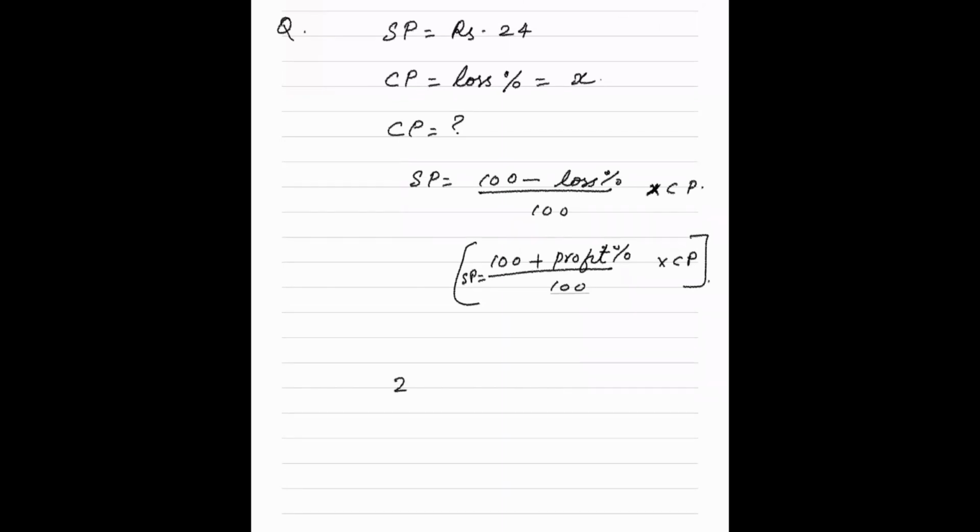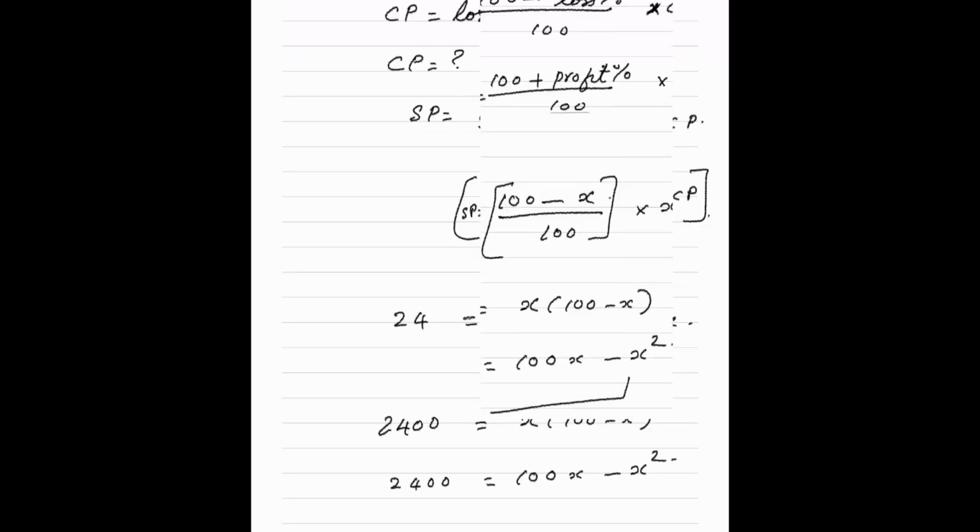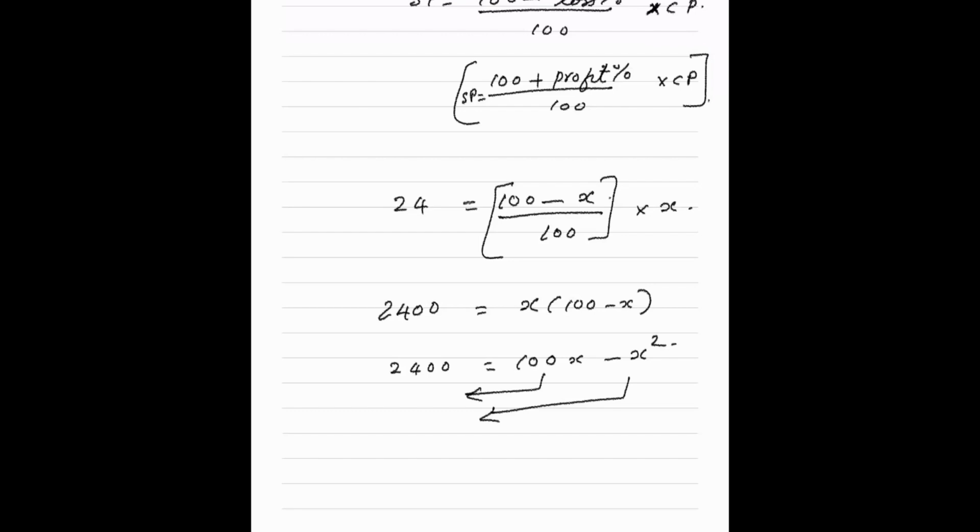So SP is 24. You write SP, 24, equals 100 minus loss percentage, which is X, divided by 100, into X. So what do I do? 2,400, taking 100 from the denominator to the other side, equals X into 100 minus X. This gives me 100X minus X square. Bringing everything to this side, it will give me X square minus 100X plus 2,400 equal to 0.